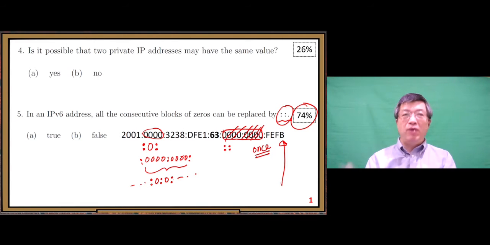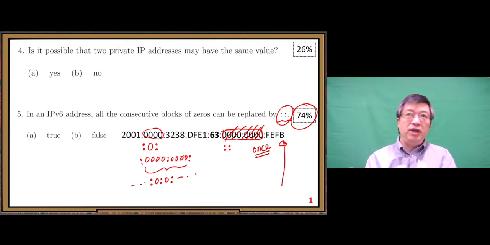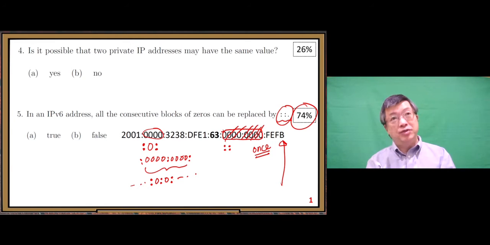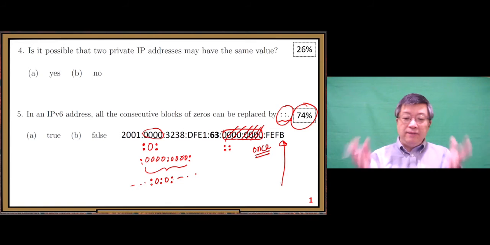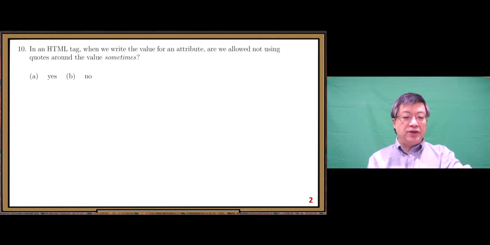So approximately one quarter, 25%, of the students got the right answer. I hope they understand the meaning, not just guessing, "Okay, I guess this is the answer." That's possible, anyway. So this is the reason behind that answer. Next question, number 10.